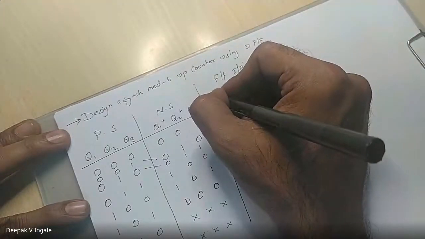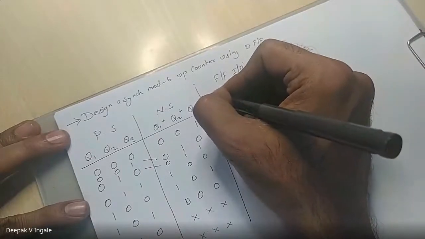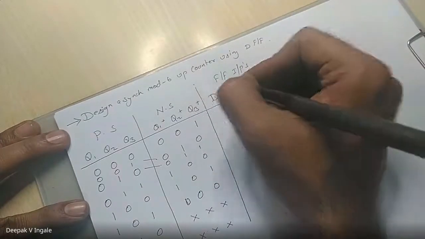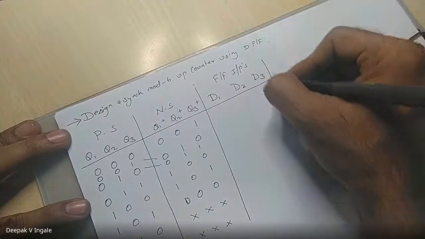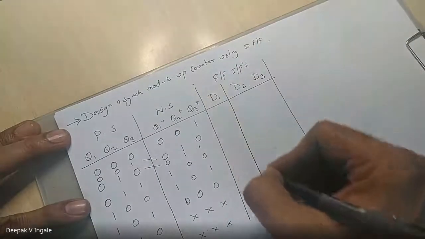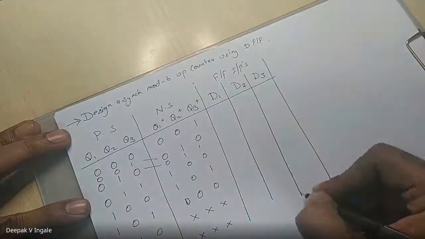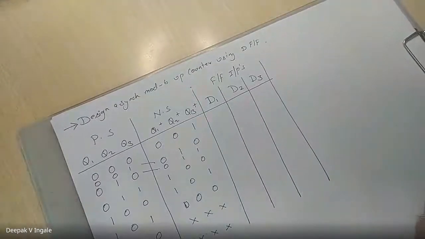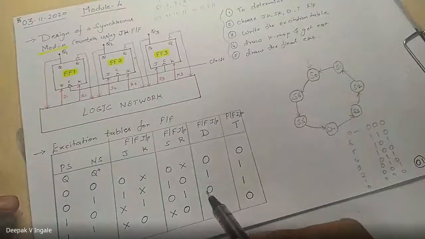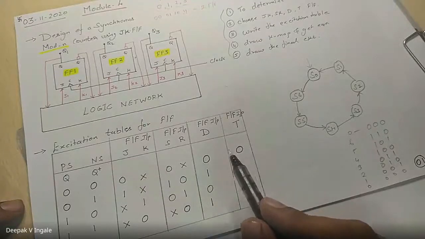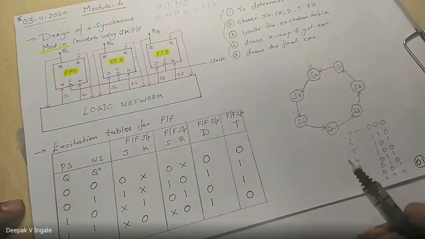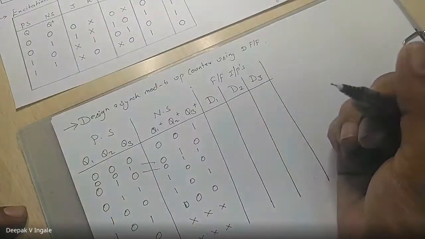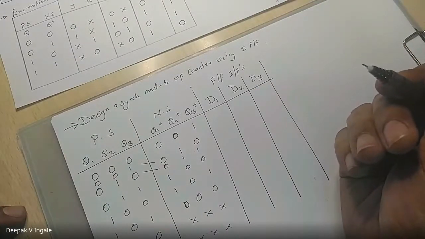So you would require 3 flip-flops and we are using a D flip-flop. So you need D1, D2, D3. Now look at the excitation table for D flip-flop. If it is 0, 0, it is 0. 0, 1 is 1. 1, 0 is 0. 1, 1 is 1. Okay. Basically what we do is we just follow whatever is written for Q plus.